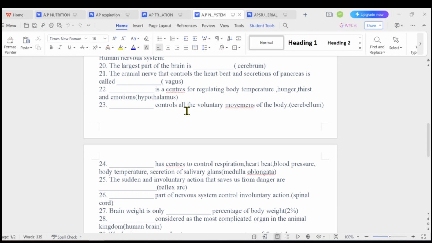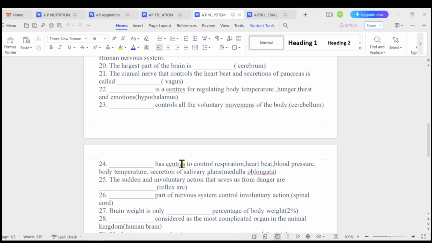What controls all the voluntary movements of our body? In our body, there are two types of movements: voluntary movement and involuntary movement. Voluntary movement means movement which is in our control, whereas involuntary movement means our internal structures and organ systems, which are not under our control. These voluntary movements are under the control of the cerebellum, and it is even helpful for posture. To maintain posture, the cerebellum plays a very vital role.